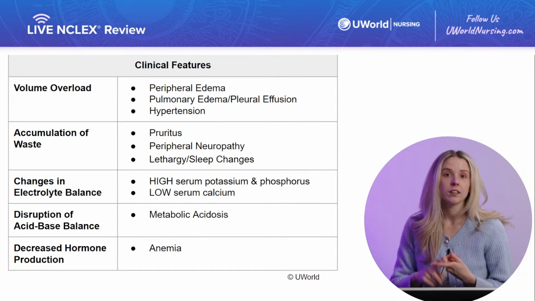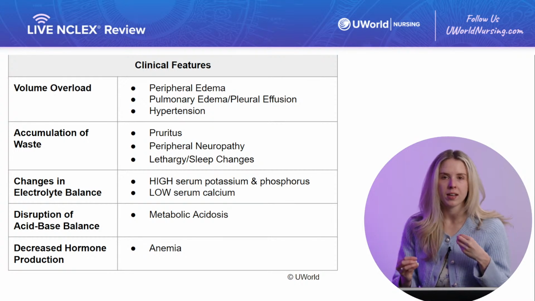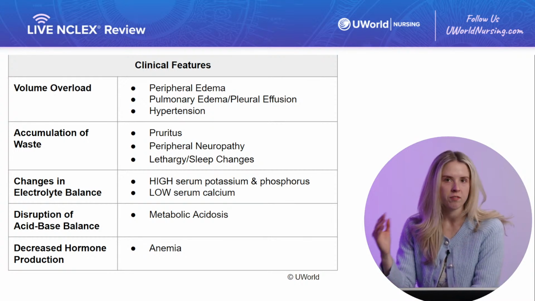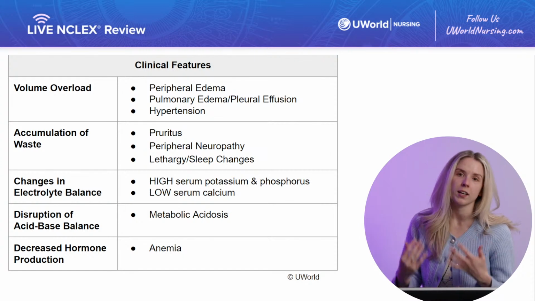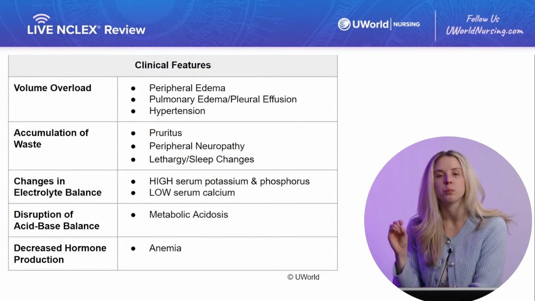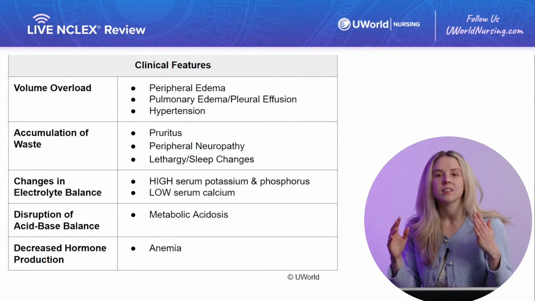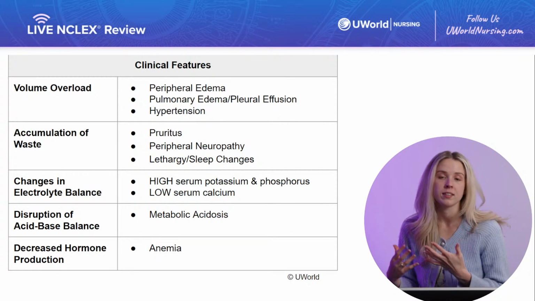We can also see the buildup of toxins in the blood impact the neurological system, and this can look like lethargy, sleep changes, peripheral neuropathy, which is that numbness and tingling typically in the feet and the hands. And a big thing we'll also see are changes in the electrolyte balance of the body. So because these damaged kidneys are not able to properly do their job anymore, we can see the accumulation and the lack of certain elements in the blood.